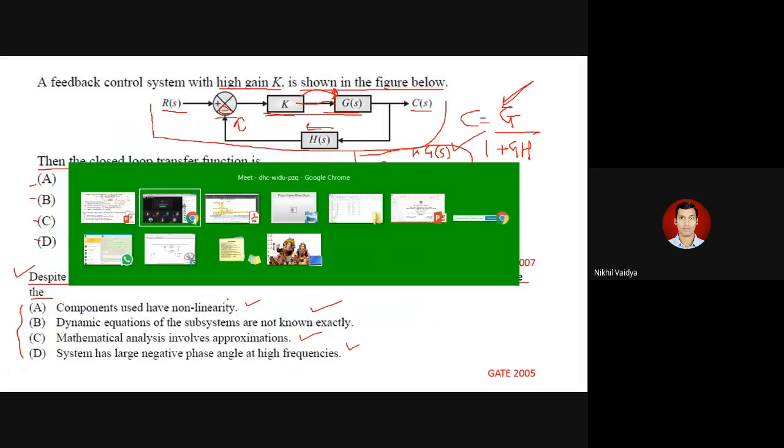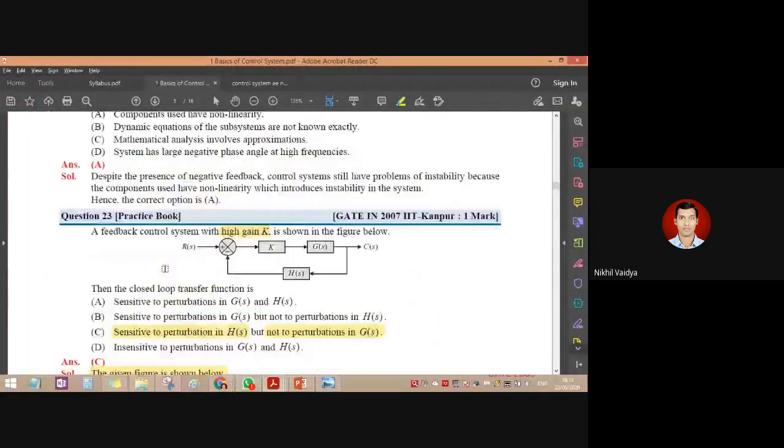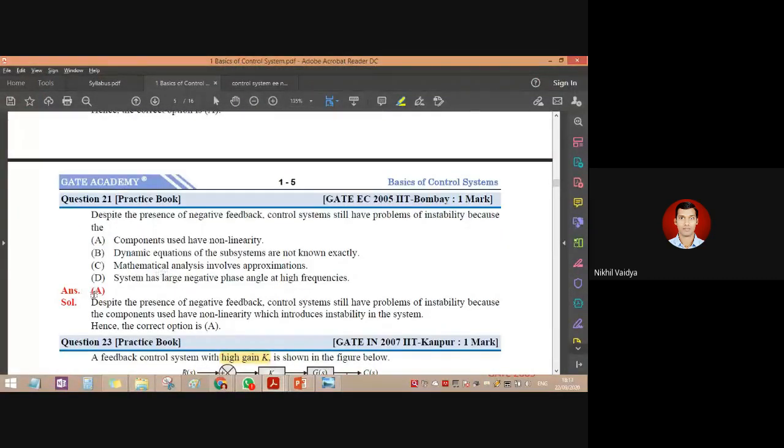Okay, let us check the solution. Correct answer is A. Despite the presence of negative feedback, control systems still have problems of instability because the components used have non-linearity, which introduces instability in the system. So see, although it is a theory question, every point mentioned in the options comprises a big analysis. If you see dynamic equations, it is a complete topic in the dynamic response of control systems. We need to check it.